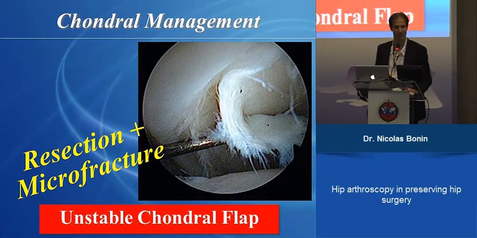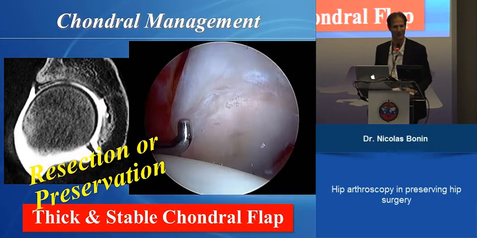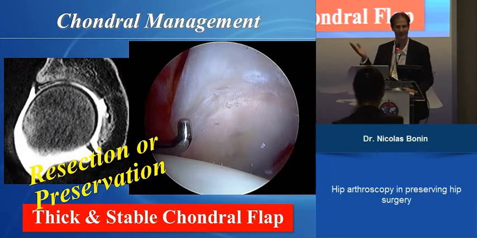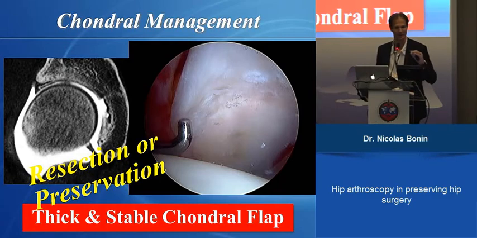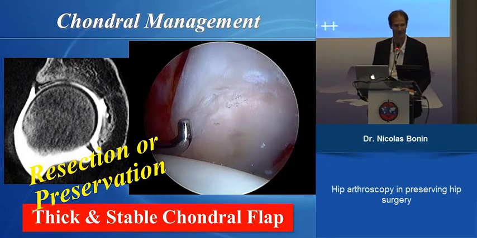And sometimes you have a big and thick, unstable chondral flap, like in this example. In this thick chondral flap, you can take down some tissue in between the bone and the chondral flap, and then do microfracture and sometimes even put some fibrin glue to try to repair these lesions.